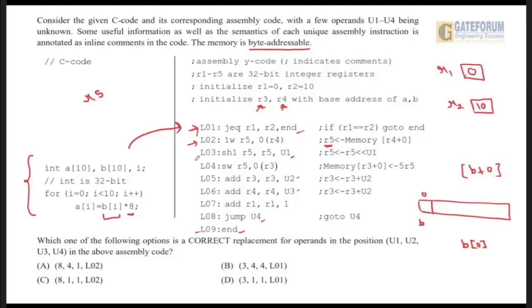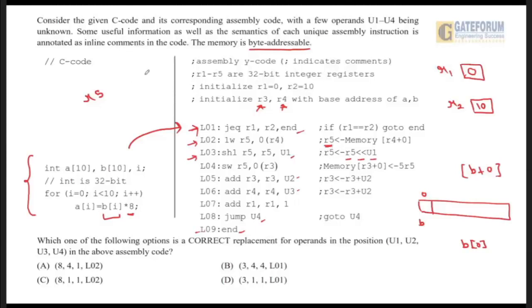Now just see the next statement. What it is doing? It is performing the left shift. R5 left shift U1. Now we should know the value of U1. So to multiply the R5 value with 8, what it is doing? R5 is performing left shift U1 number of times and then storing the value in R5.